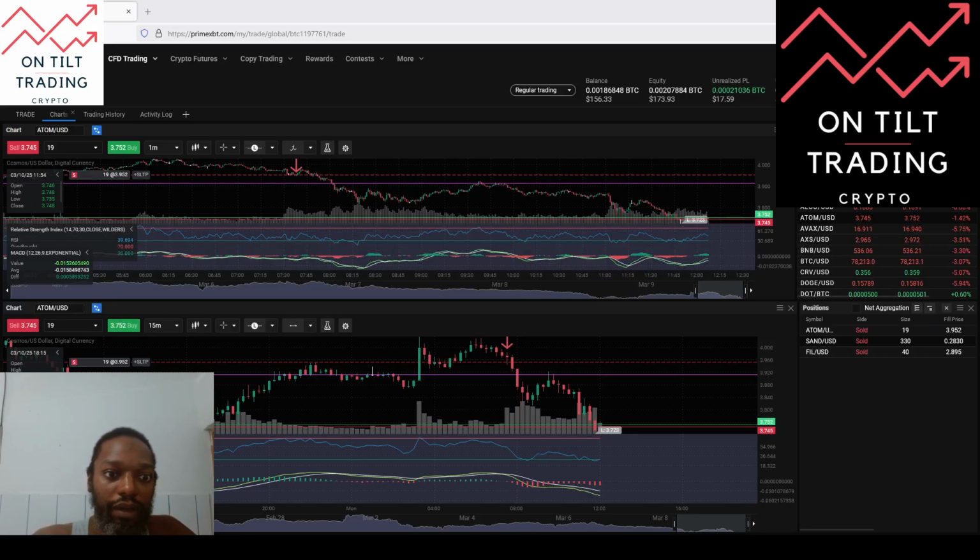So first up we have Cosmos, ATOM. I took Cosmos here at the open. You can see the entry here on the 15-minute chart as well. This is the pivot point R3. These are candlesticks for both charts. This is a volume profile, these gray vertical bars that you see. This is an RSI indicator, and this is a MACD.